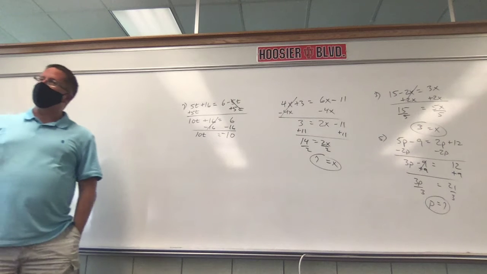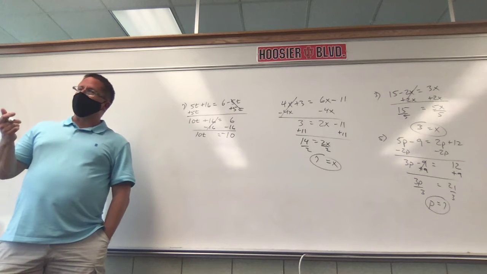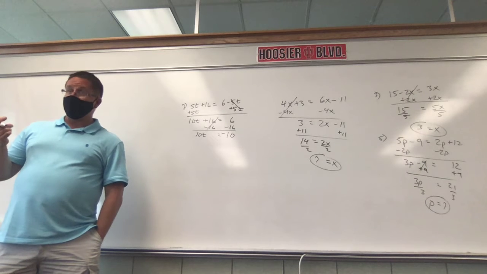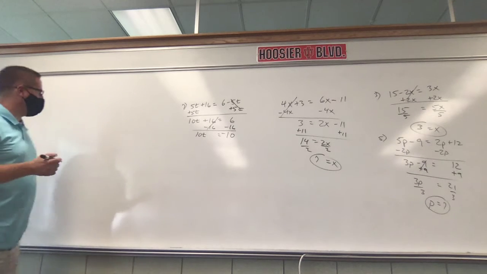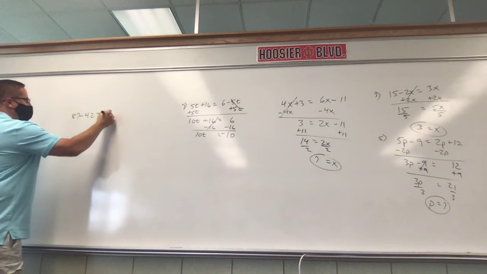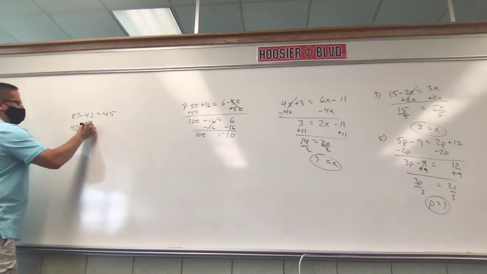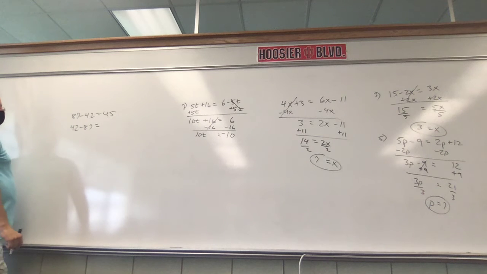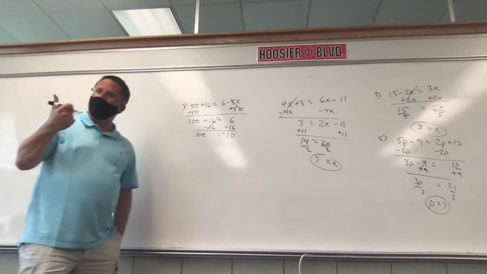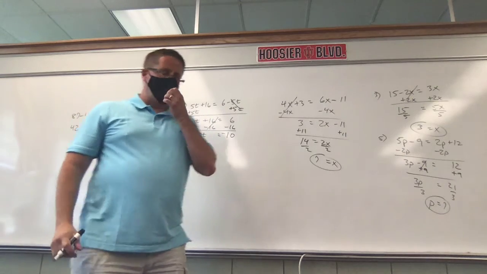16 minus 6 is 10. I want to make sure we understand that. When you switch the order around, you don't get the same thing. You know what you get? The opposite. So for example, if I told you 87 minus 42 is 45, you know what 42 minus 87 is? Negative 45. Just the opposite. When you switch the order, you get the opposite.